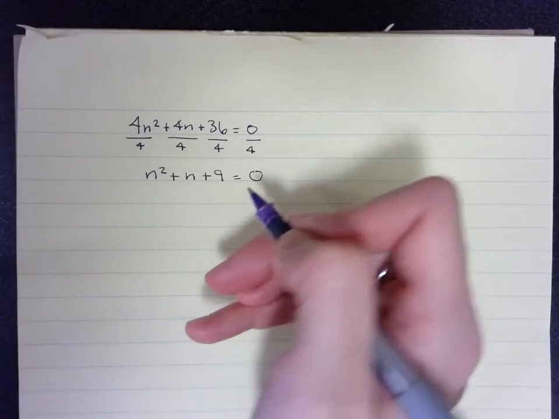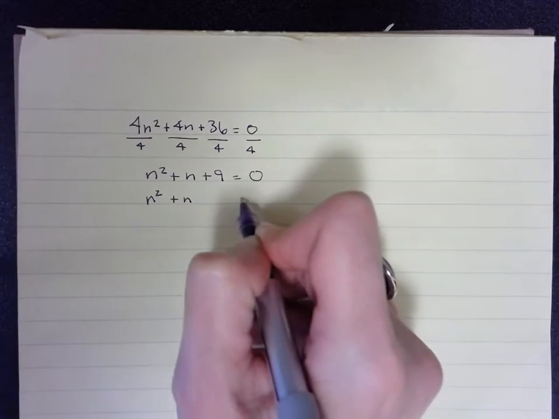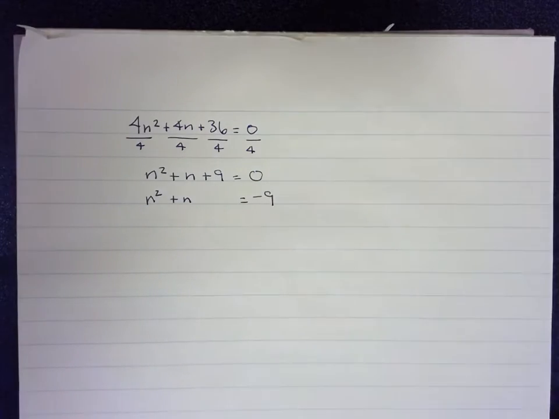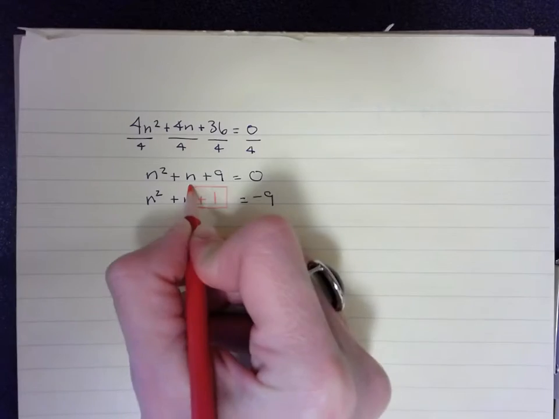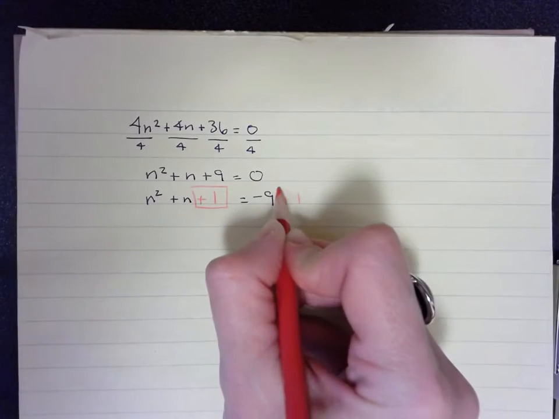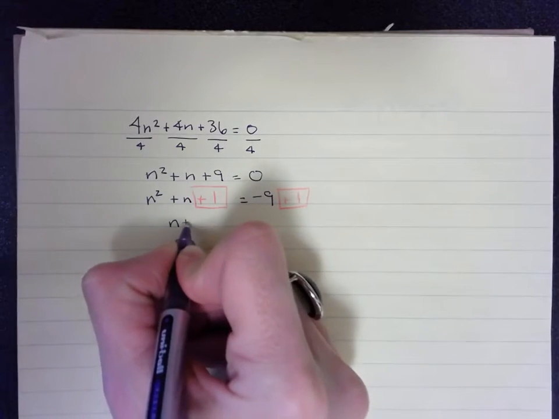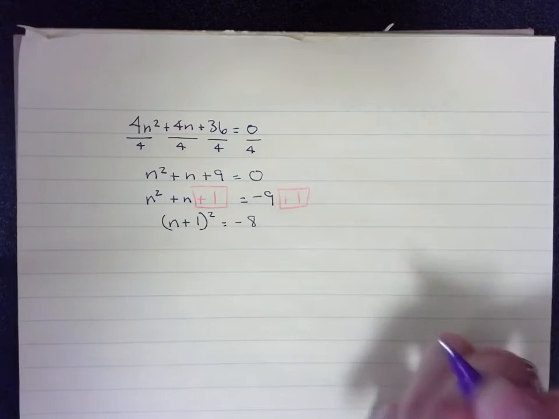So we can't factor that, so we're going to bring the 9 onto the other side. And we get negative 9 there. So in order to complete the square, I have to add a 1. I'm going to add a 1. And that's really 1 squared. So my factors are n plus 1, the quantity squared, equals negative 8.